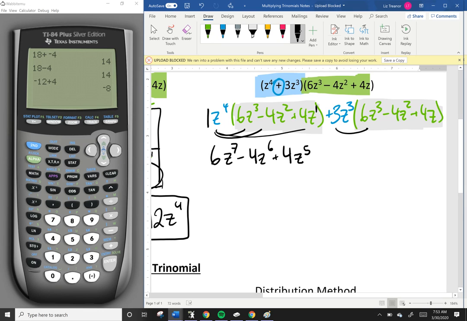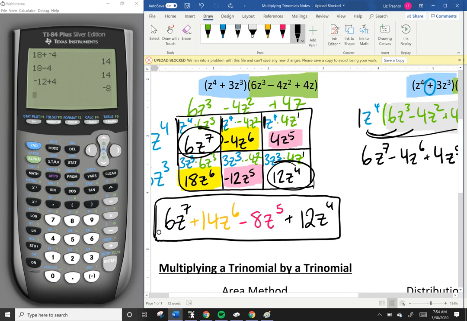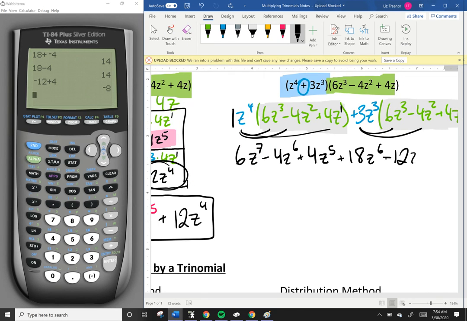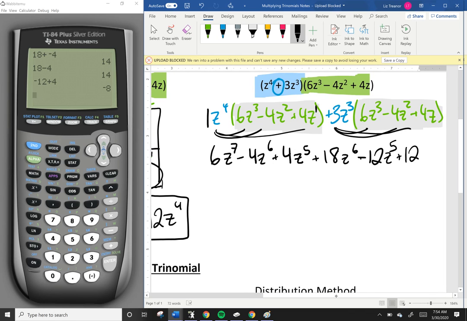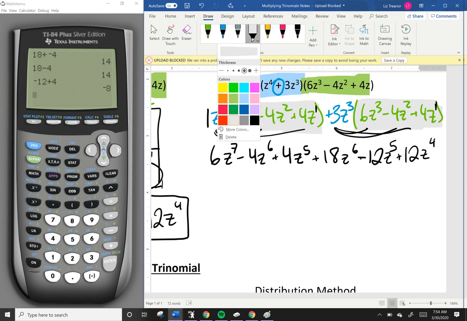3 times 6 is 18. 3 plus 3 is 6. 3 times -4, we're going to get -12. So I'm just going to put -12. 3 plus 2 is 5. And 3 times 4 is +12. And then 3 plus 1 is 4.